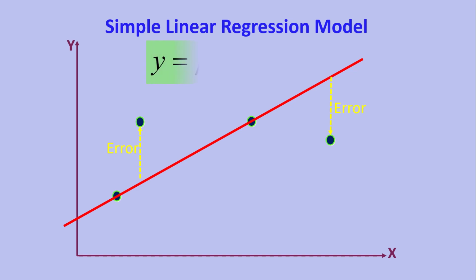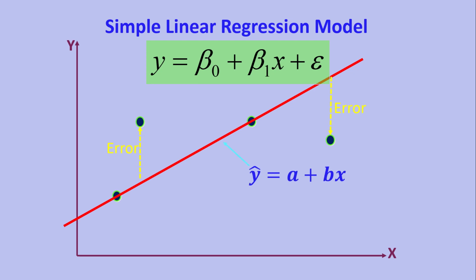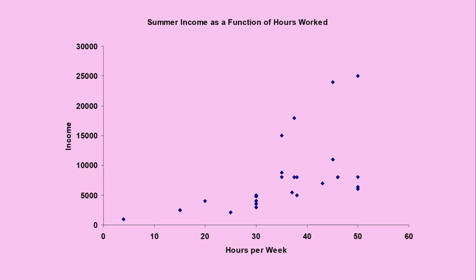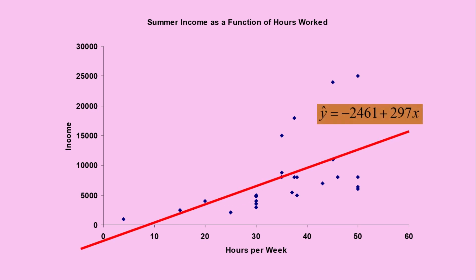We can write this formula as y equals beta naught plus beta 1 x plus epsilon. We need to estimate beta naught and beta 1. Then we can write this as y hat equals a plus bx. A is the estimator of beta naught, b is the estimator of beta 1. Let me explain this using this example. Assume this is the regression line. For this case, y hat equals negative 2461 plus 297x.